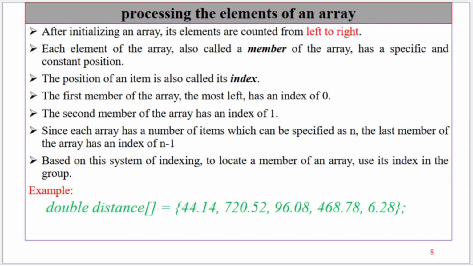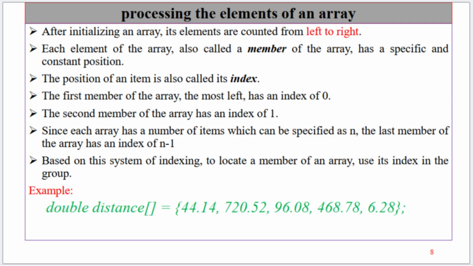Processing the elements of an array. After initializing an array, its elements are counted from left to right. Each element of the array, also called a member of the array, has a specific and constant position. The position of an item is also called its index. The first member of the array, on the left, has an index of 0. The second member of the array has an index of 1.